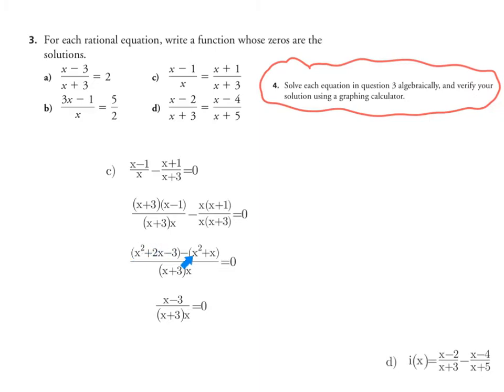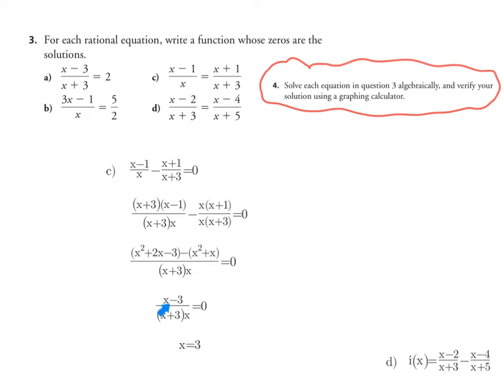So x squared minus x squared is nothing, that goes away. 2x minus x is just x, and negative 3, there's nothing to subtract, so just x minus 3 on the top, x plus 3 on the bottom, and x on the bottom. The things that make the bottom 0 are negative 3 and 0. We have to be careful of those, because you're not allowed to use those in your answers, because x is never allowed to be that. The only solution is when the top equals 0, because the only way to make something equal 0 is to make the top equal 0. So the only solution is x equals 3.